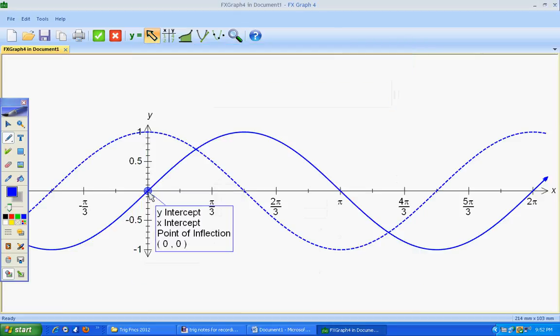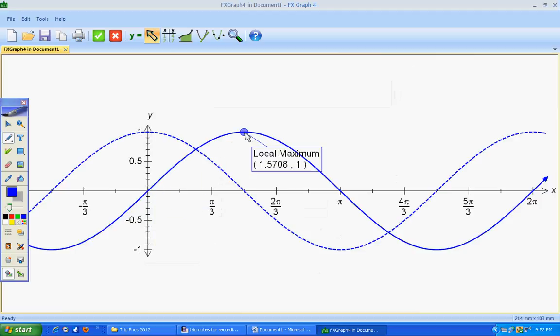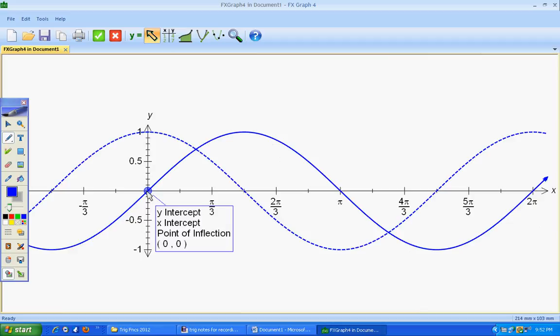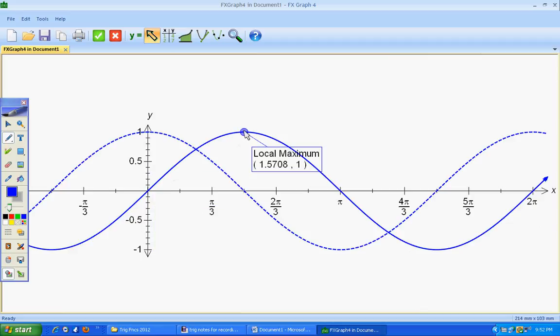Now, again, consider the derivative here. At this point, it's increasing, and it gets to a point where it's 0, decreases to another point where it's 0, and then it starts to increase again. If you have a look, the gradient at this point is 1. So it increases to a point at pi over 2 where it stops and then falls.